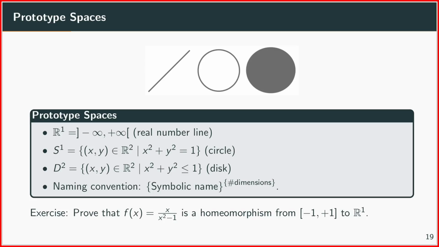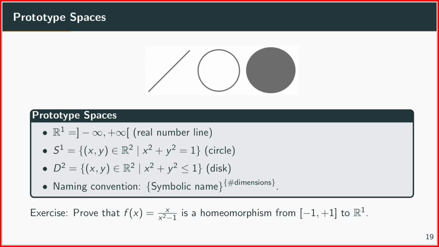Okay, so now that we know how to actually say that two spaces are equivalent, we also need some prototype spaces to construct configuration spaces, and I would say the most fundamental ones are really the line, the circle, and the disk.